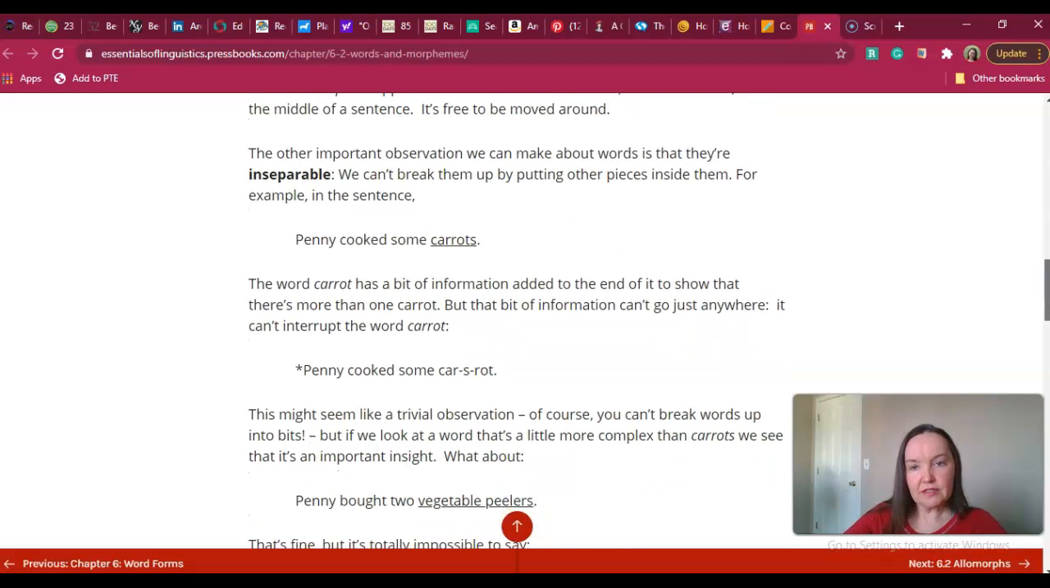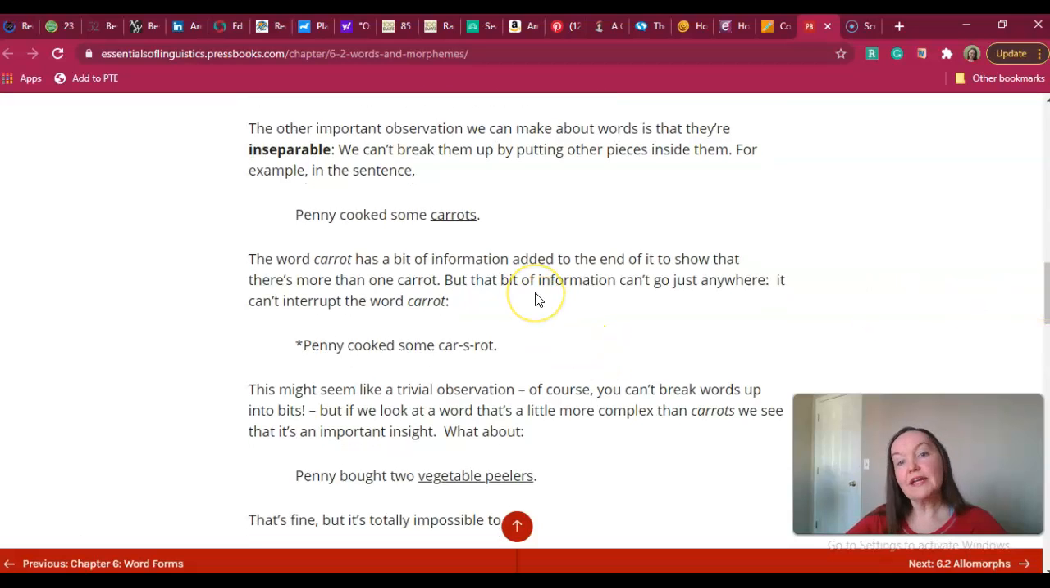Another thing Anderson tells us about here is that words are inseparable. So we can't really break them up and put other pieces inside of them. If you look at a word like carrots, and Penny cooked some carrots, you can't really split up carrot and the plural ending s because it wouldn't make any sense. You can't move that around in the word. So you couldn't say Penny cooked some cars rot. It doesn't make any sense, right?